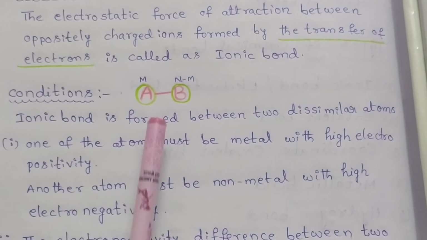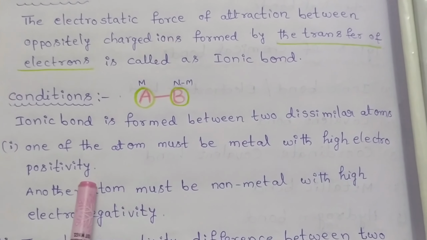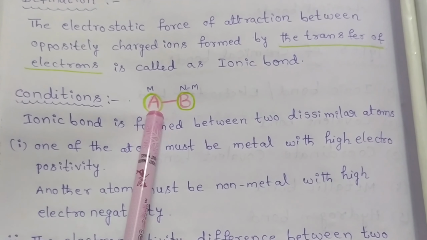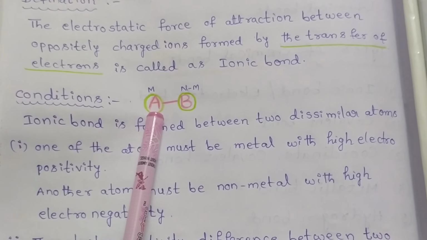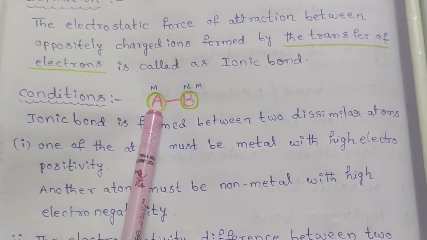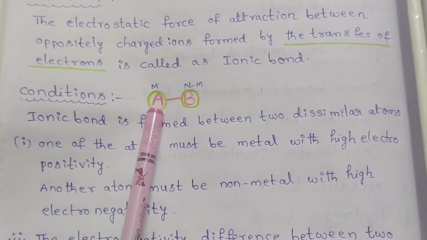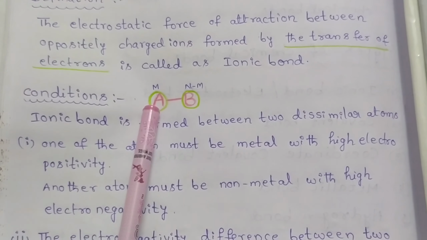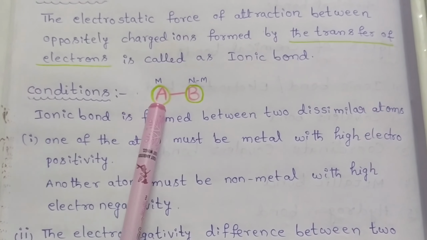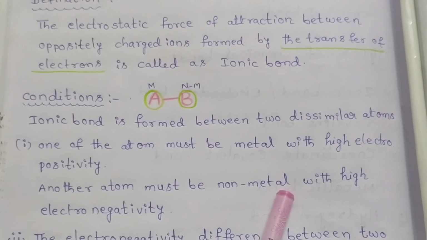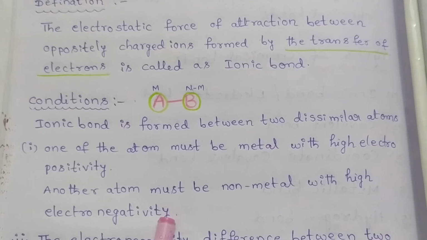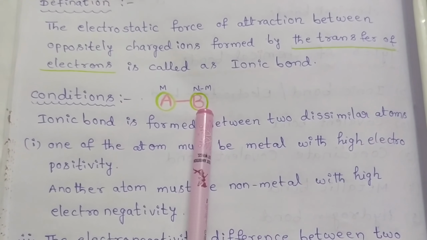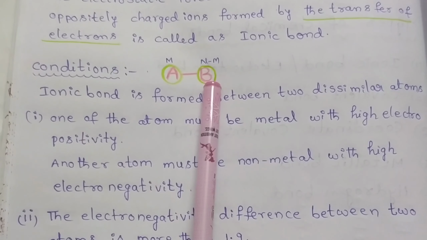Here one of the atoms must be a metal with higher electropositivity. For example, we can say A is a metal atom. Already we discussed in the periodic table chapter, the metals are higher electropositive in nature. So condition 1 is a metal which has higher electropositive character. Another atom must be a non-metal with higher electronegativity. That means here we can assume that B is a non-metal which has higher electronegative character.